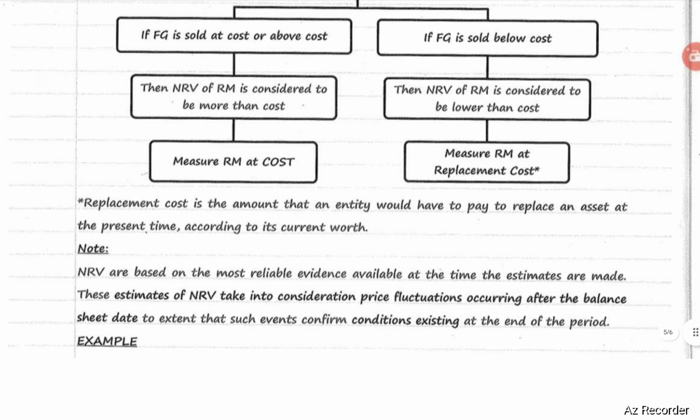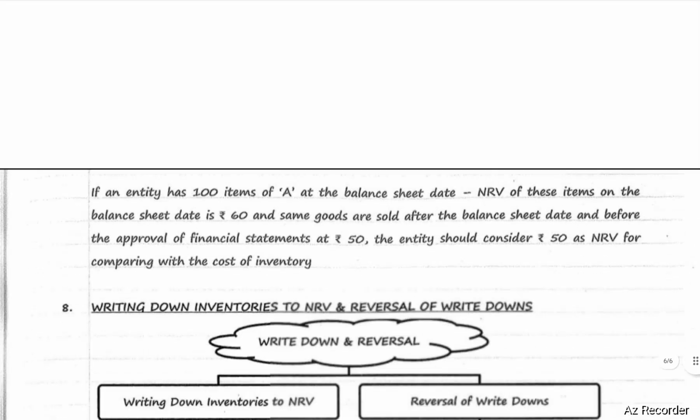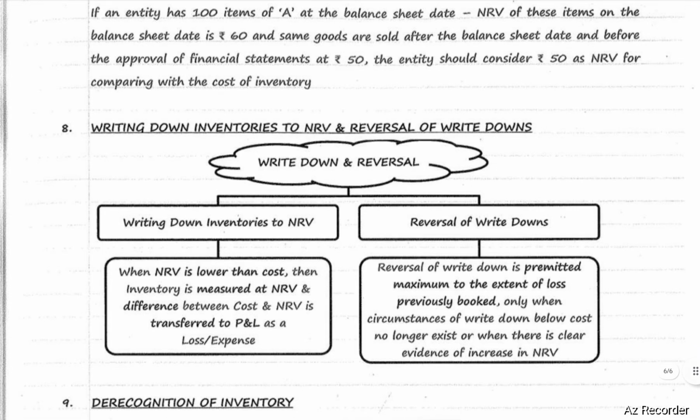NRV are based on the most reliable evidence available at the time the estimates are made. These estimates of NRV take into consideration the price fluctuations occurring after the balance sheet date to the extent that such event confirms conditions existing at the end of the period. For example, if an entity has 100 items of A at the balance sheet date, NRV of these items on the balance sheet date is rupees 60, and some goods are sold after the balance sheet date and before the approval of financial statements at rupees 50. The entity should consider rupees 50 as NRV for comparing with the cost of inventory, not rupees 60.